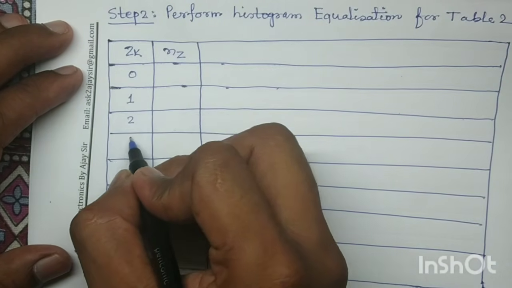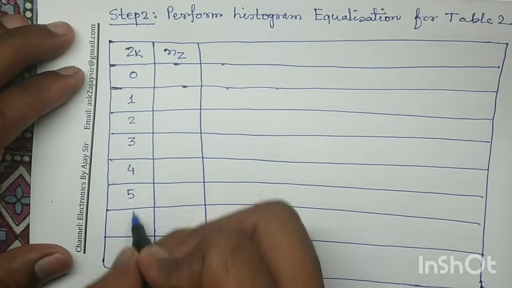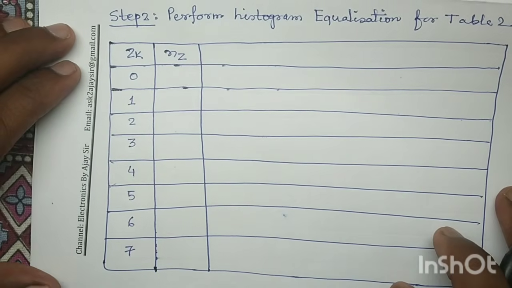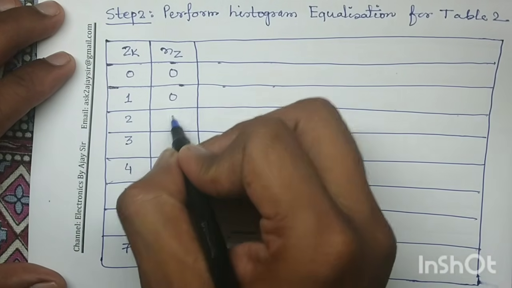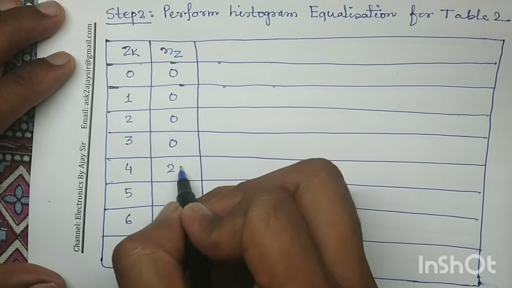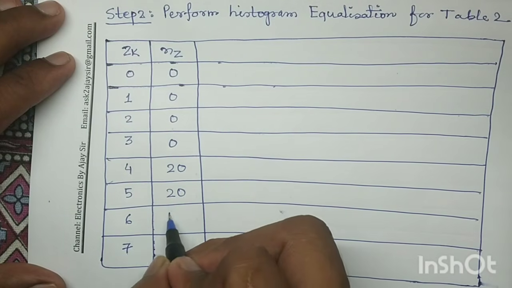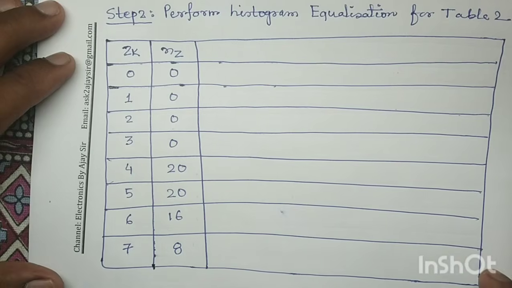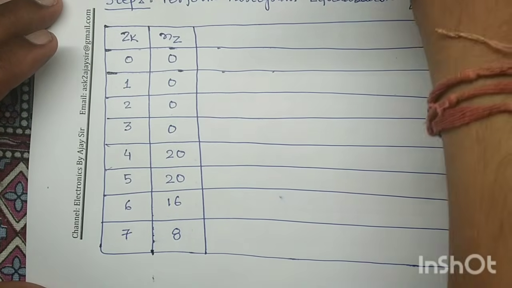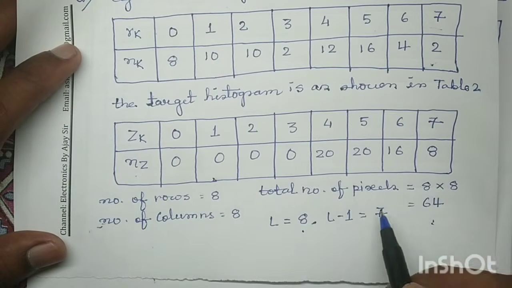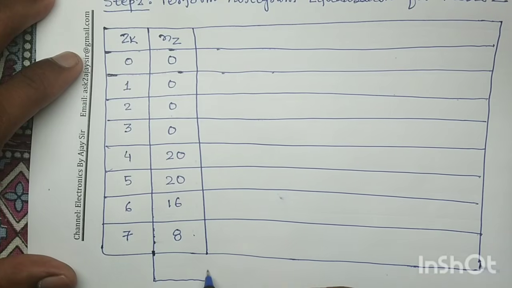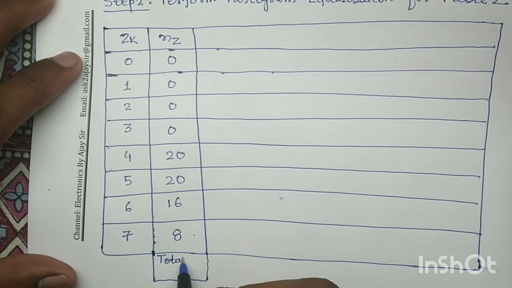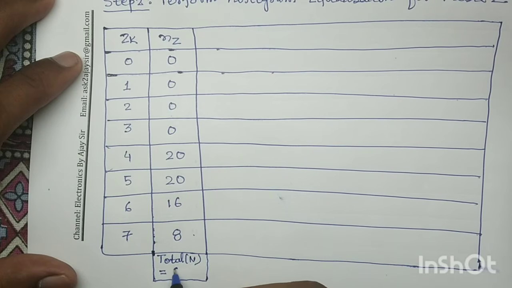0, 1, 2, 3, 4, 5, 6, 7, and NZ, that is its corresponding number of occurrence as per the given question, is 0, 0, 0, 0, 20, 20, 16, 8. So remember, earlier we have determined the total number of pixels, it is 64. So if you do the summation of all these numbers of occurrence, you will find the total number equals 64.